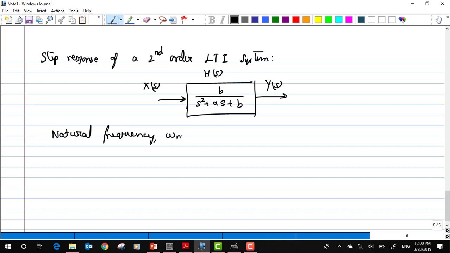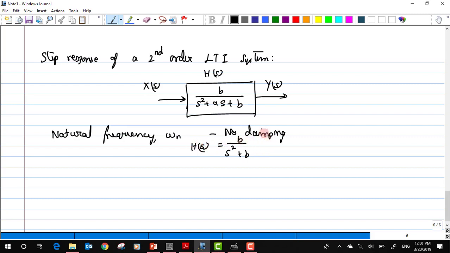What do you mean by this natural frequency? I think you would have already learned. Some sort of oscillation will happen at the output without any damping. Now clearly from here I can just extract this particular thing. So there is no damping, and I can equate this.